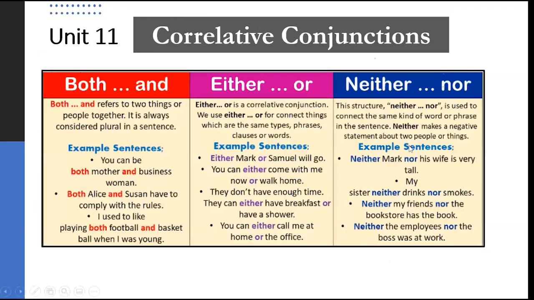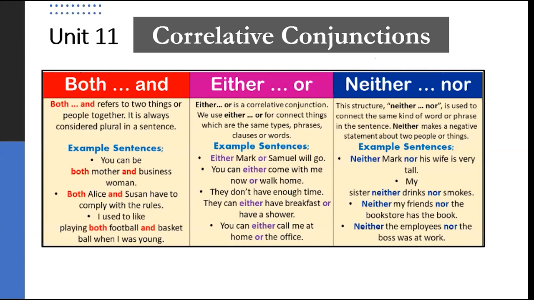And this is the last grammar rule that we took in Unit 11. We have the correlative conjunctions. We have 3 correlative conjunctions: both and, either or, and neither nor. Both and, I use it when I want to combine two things. It can be 2 things, it can be 2 people, 2 activities, whatever the case is. If I only want to combine two things, I use both and.